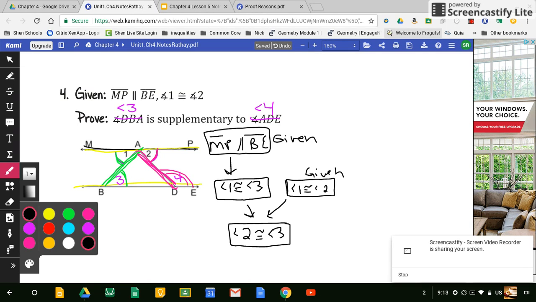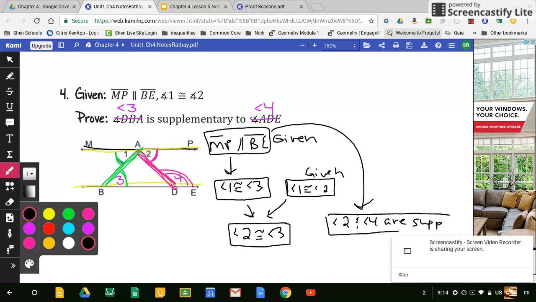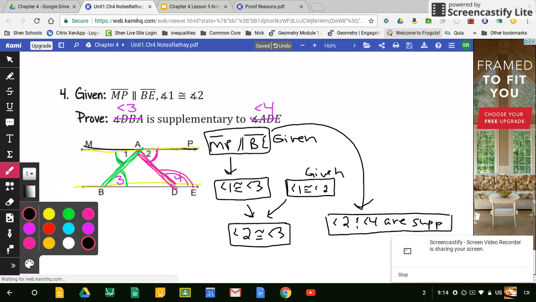Now, my goal is to get 3 and 4 together. How am I going to make that happen? Well, I need to get 4 into the question at all. And the way we get 4 into this problem is from our parallels, we know that angle 2 and angle 4 are supplementary. Our reason here is if parallel lines are cut by a transversal, then same side interior angles are supplementary.